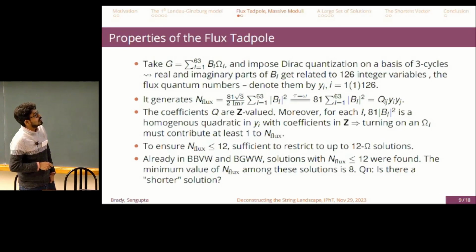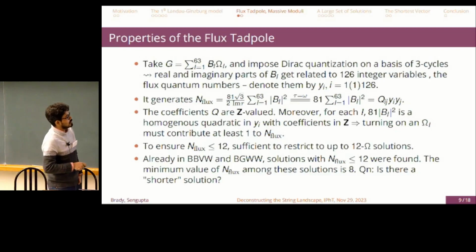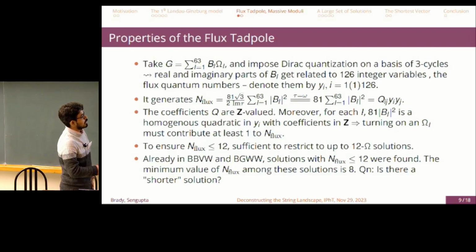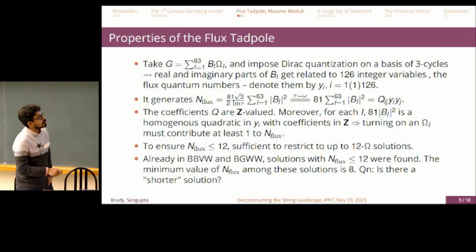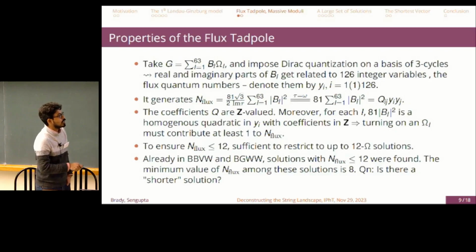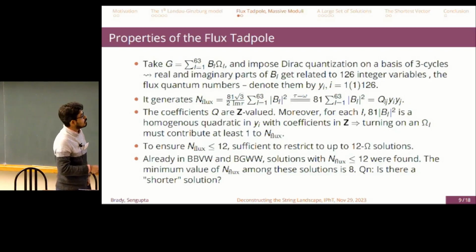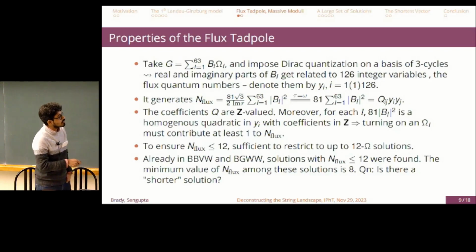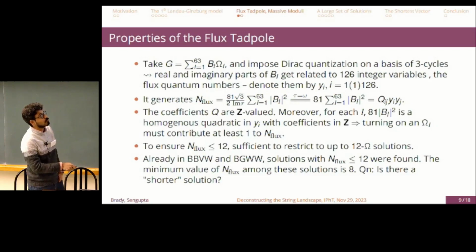So already in BBVW and BGWW, so this is the 2005 paper and this is the 2022 paper, solutions with flux Tadpole smaller than or equal to 12 were found. The minimum value of the flux Tadpole among those solutions is 8. So there are 2 questions that we ask in this project. One is, is there a flux background for which n flux is smaller than 8? And the second question is, how can we systematize to find all solutions with this bound?